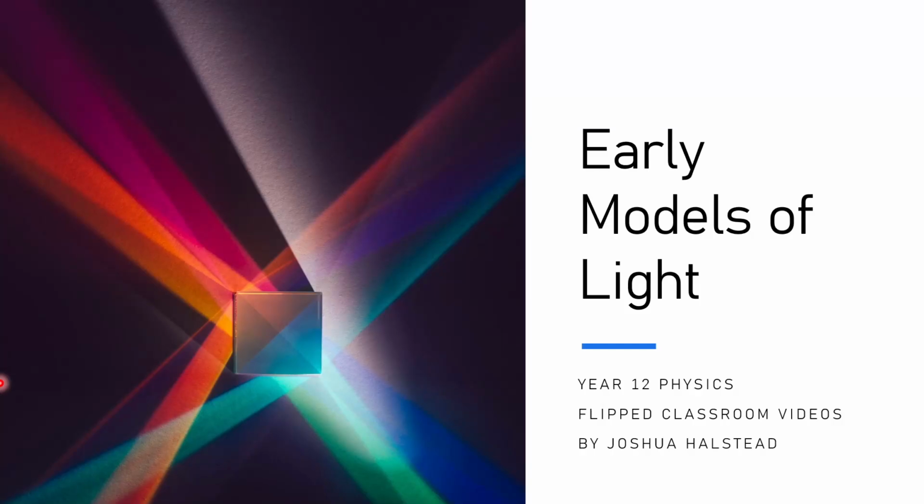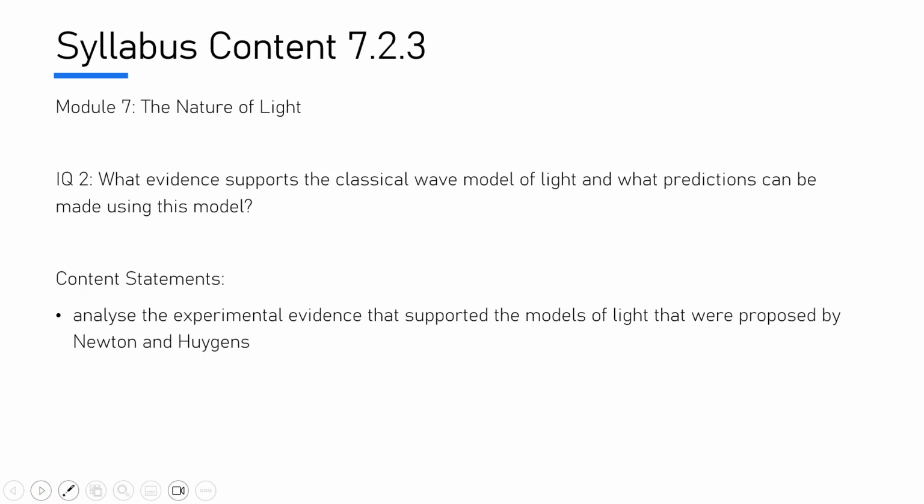G'day, in this video we're going to be looking at some early models of light. In inquiry question 1 we focused on the basic principles of what is light, and I guess the purpose of that was to segue from everything that we learned about in module 6 to then talk about the beginnings of module 7 and the connection between electromagnetism and light.